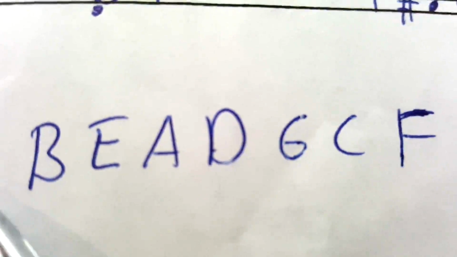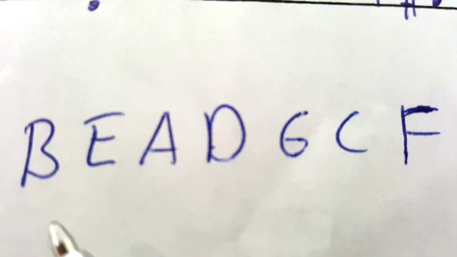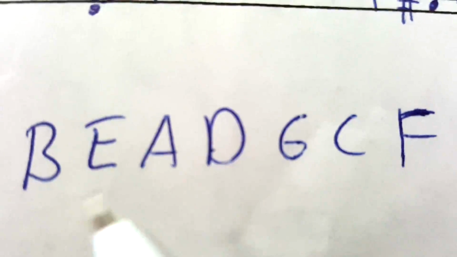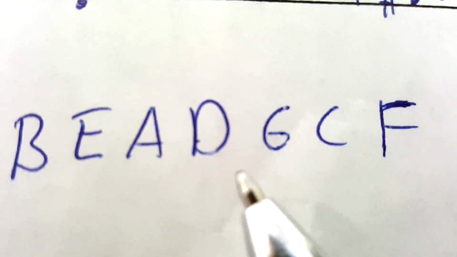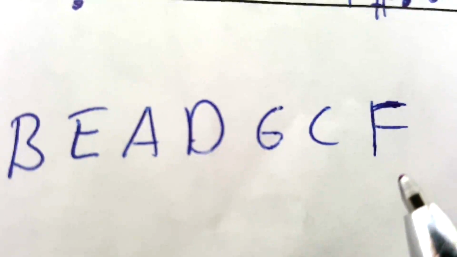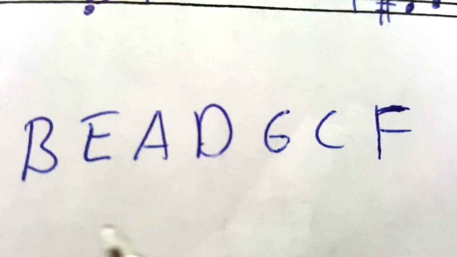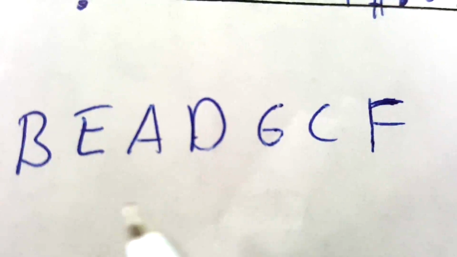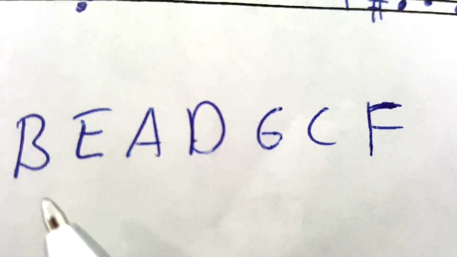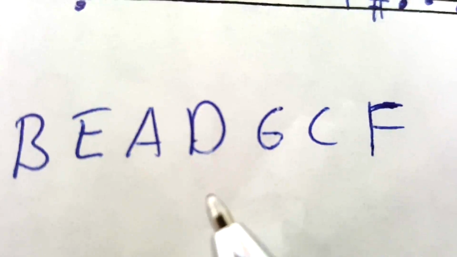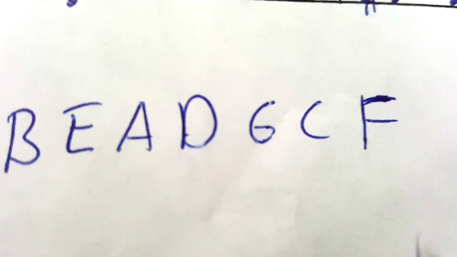Flats will always appear in this specific order on a musical staff: B flat, E flat, A flat, D flat, G flat, C flat, and F flat. And I always have my students memorize this order as a mnemonic device: BEAD and then Greatest Common Factor.